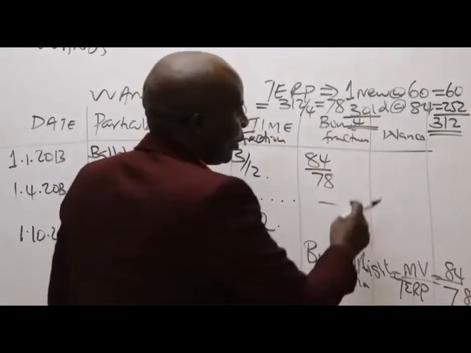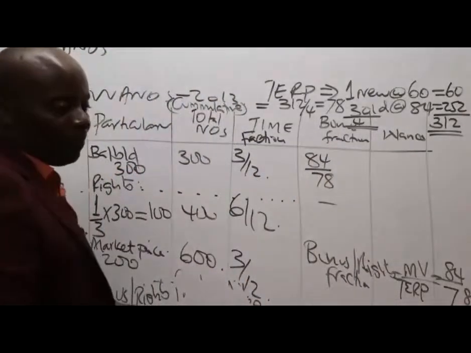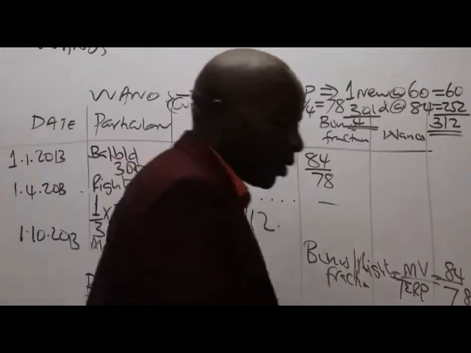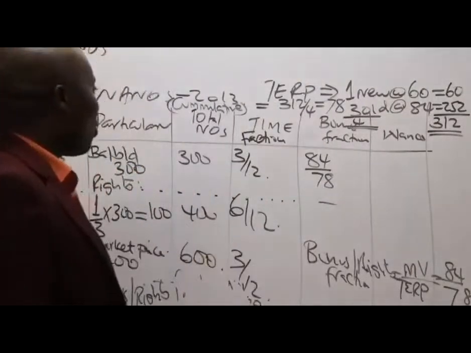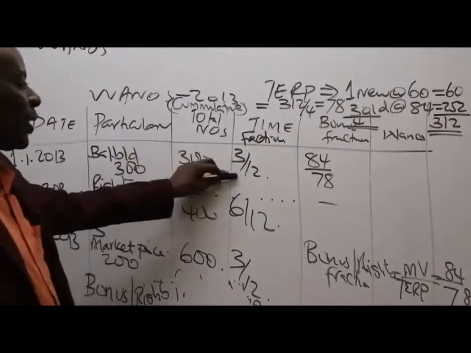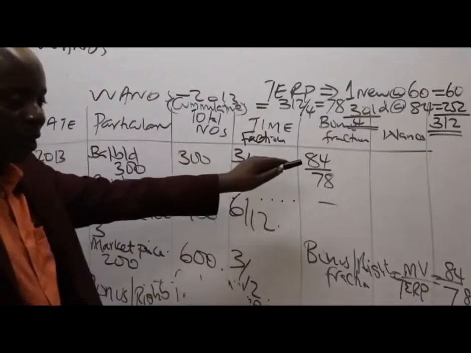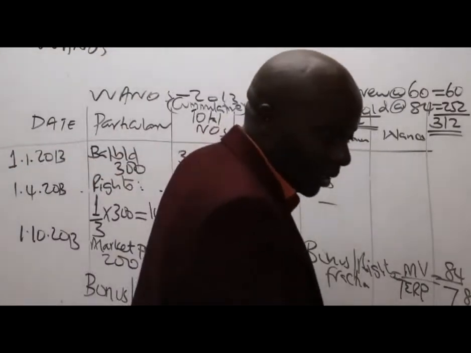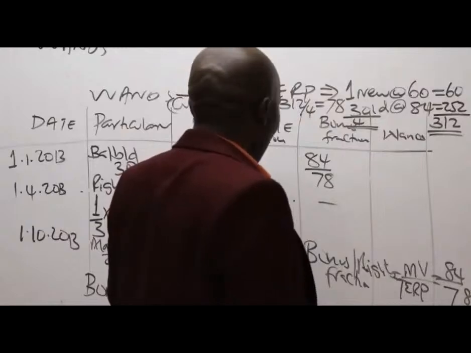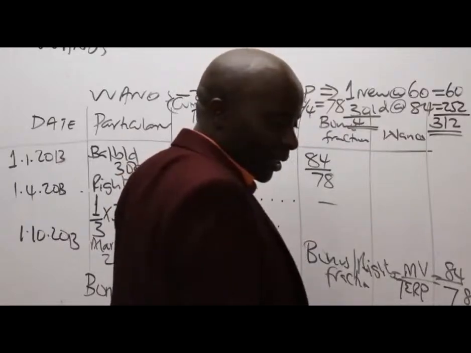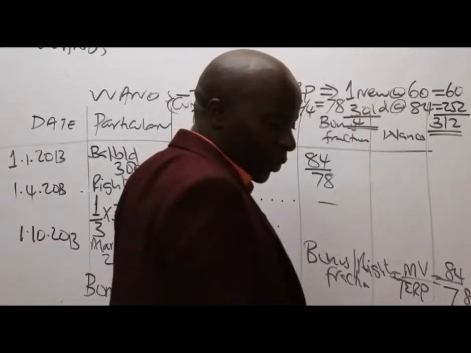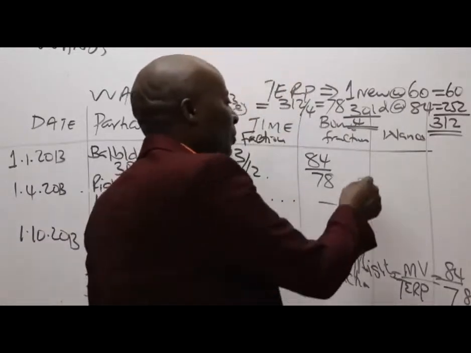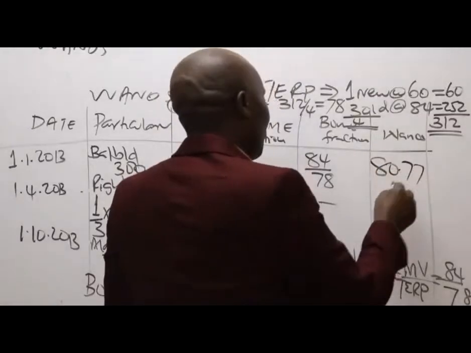And that is it. So you should be able to give us the one-offs. How do we get the one-offs? You take the cumulative shares times the time fraction times the bonus fraction. You give me an answer here, whole number. They're giving me 80. Remember this is 300, not 300,000. 80 point, if you want 2 decimal places, no worries, 80.77, thank you very much.